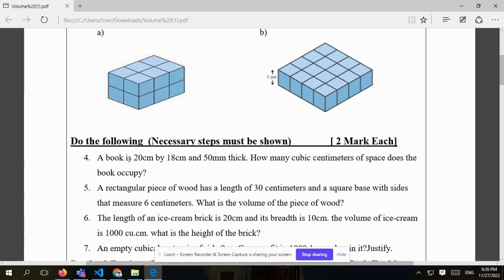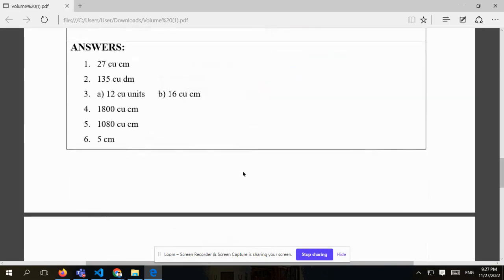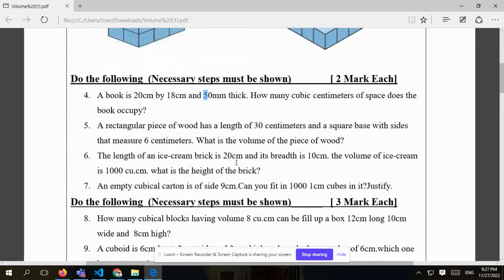So 20 into 18, there's a better way to do this. If we multiply 20 by 50 first, we are going to get, but I don't want that because that 50 is now 5, right? That 50 millimeter has now become 5 centimeter. What I have to do is 20 multiply by 18 multiply by 5, right? 18 5s are 90. 90 into 20 is 1800. Are you sure? Yeah. Question number 4, 1800. Correct. 1800.